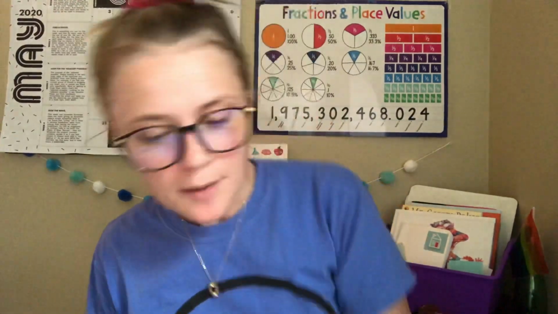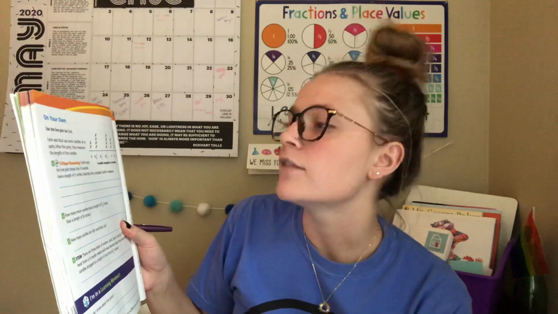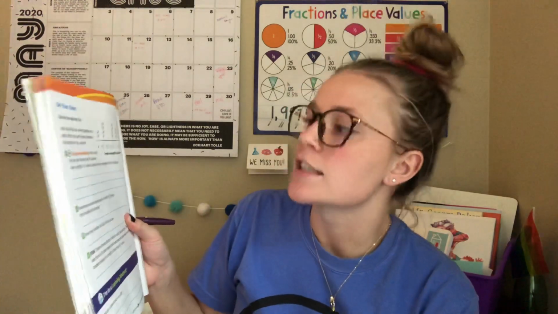All right, last page. But on your own, it says, Faith and Raul used some candles at a party. After the party, they measured the lengths of the candles. Lots of candles in this lesson, I don't know why. Faith says that the line plot shows that 9 candles have a length of 3 inches. Describe the mistake that Faith makes.